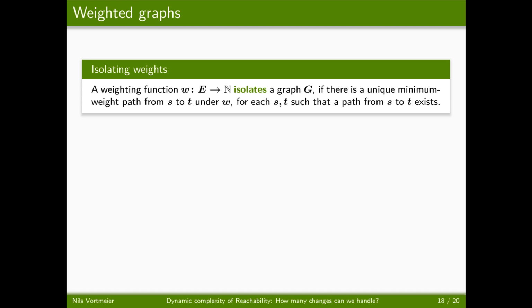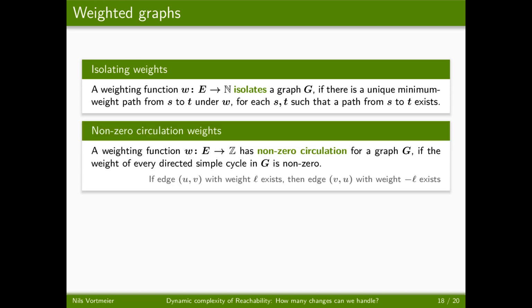Note that if we have isolating weights available for our input graph at all times, the adaptation idea that we formulated on the last slide works. There is a unique minimal weight path, so if we know for every number L whether there is an even or an odd number of paths with total weight L, we can correctly answer reachability. Of course, now the problem is to maintain isolating weights for our input graph under insertions and deletions of edges.